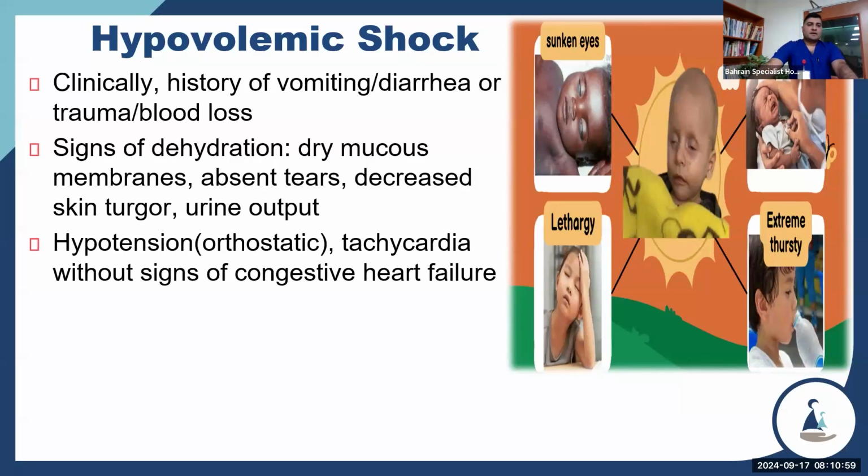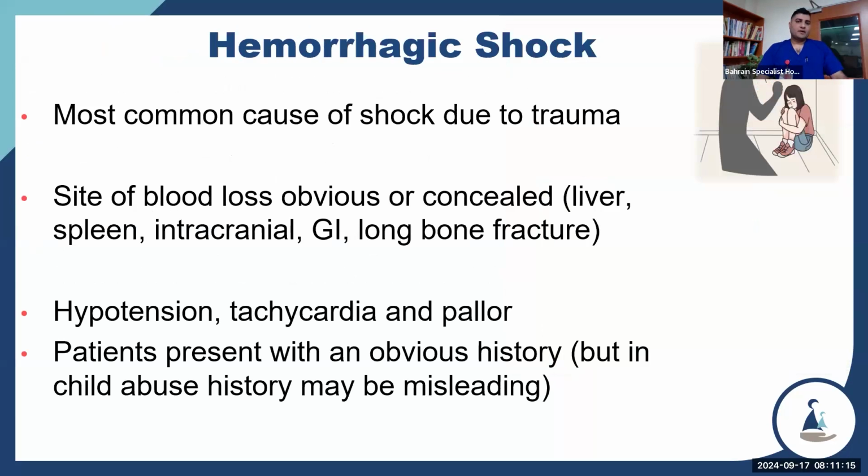Clinical history of vomiting, diarrhea, trauma, or blood loss, signs of dehydration: dry mucous membranes, absent tears, decreased skin turgor, decreased urine output, hypotension, orthostatic or normal blood pressure, tachycardia without sign of congestive heart failure.